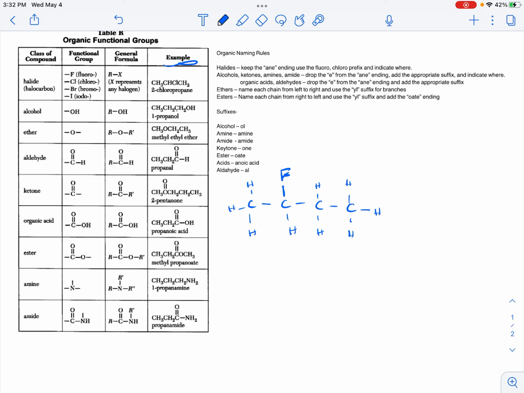I'm going to fill in my groups. I kind of mix and match with some of these. I'll do some structural formulas. I'll do some condensed formulas, or sorry, line drawings as well. So there's my halide. Instead of a hydrogen there, it's got a fluorine.